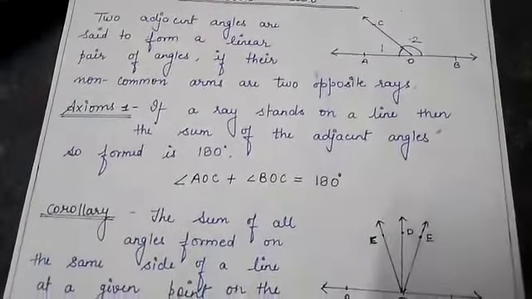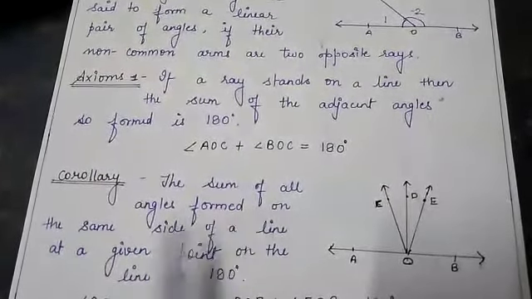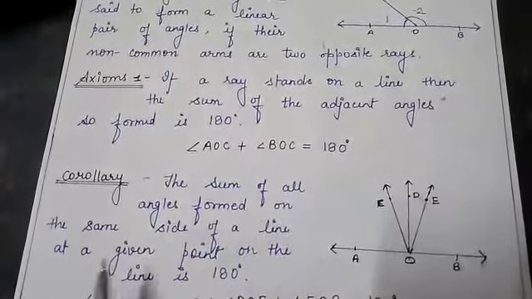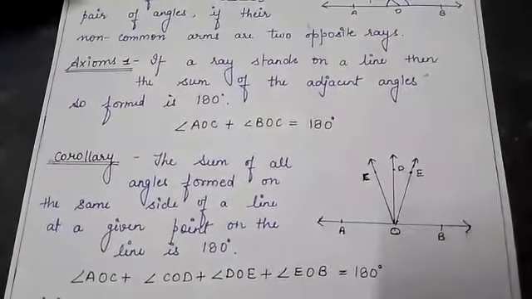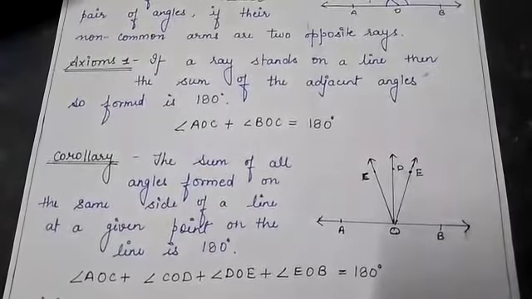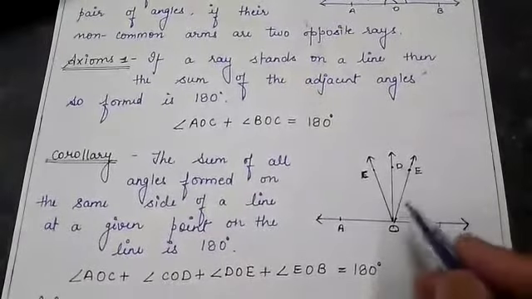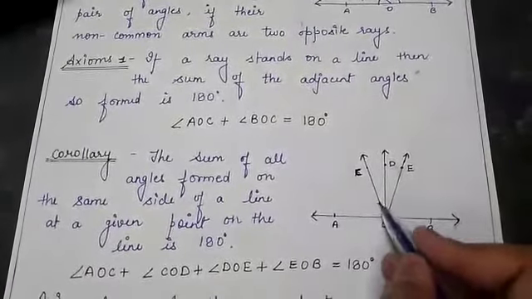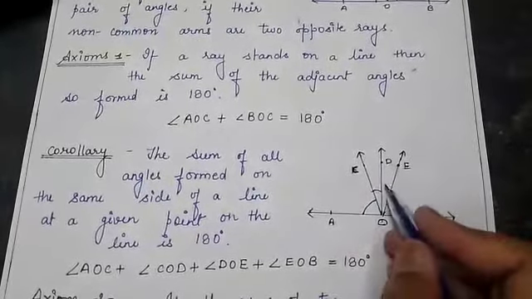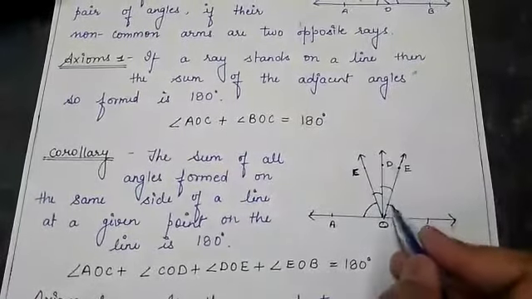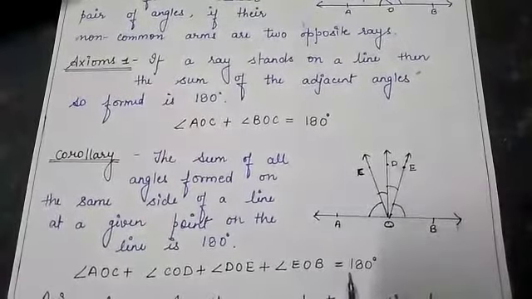Then the corollary of the given axiom is: the sum of all angles formed on the same side of the line at a given point on the line is 180 degrees. That means all the angles which are formed on a straight line, their sum will be 180 degrees. So see here, some angles are like angle AOC, and this is angle COD, and this is angle DOE, and the fourth angle is EOB. The sum of all the given angles is 180 degrees.